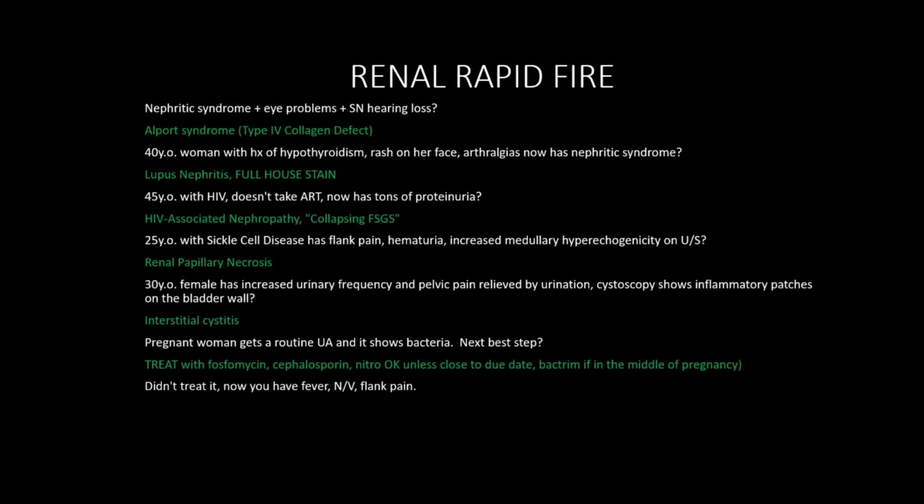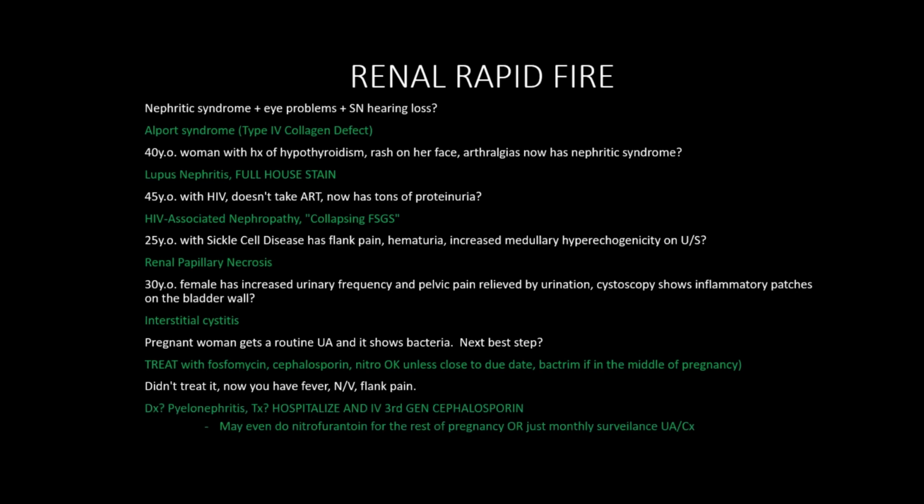Let's say you made a big mistake. You didn't treat this woman's UTI, and then you have fever, nausea, vomiting, and flank pain. So now what happened, Mike? I'd be worried about ascending pyelonephritis. Yeah, very good. So what do you do for that patient? Pregnant patient with pyelonephritis, what do you do? They'd probably need IV antibiotics, maybe a cephalosporin. Absolutely. You're putting them in the hospital and you're giving them IV third generation cephalosporin.